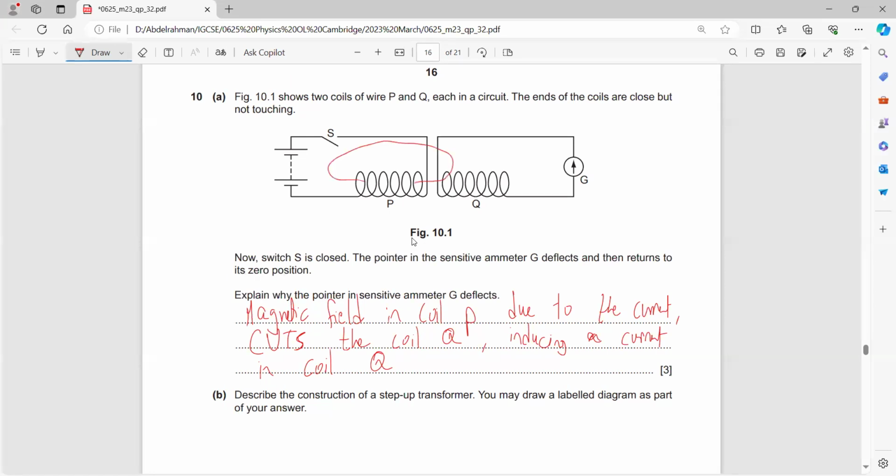There is a magnetic field now. These lines cut, they intersect with coil Q. This intersection causes an induced current.